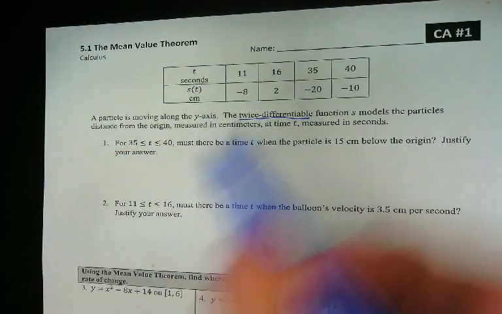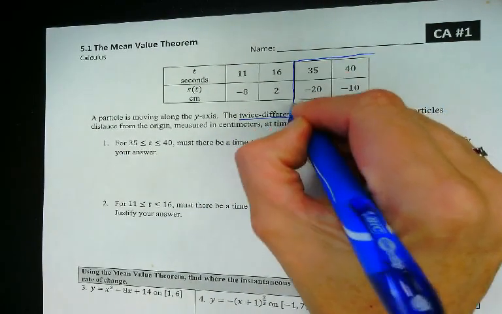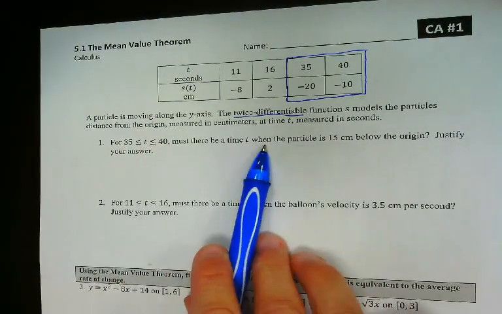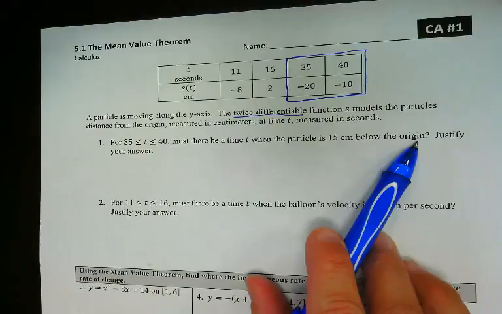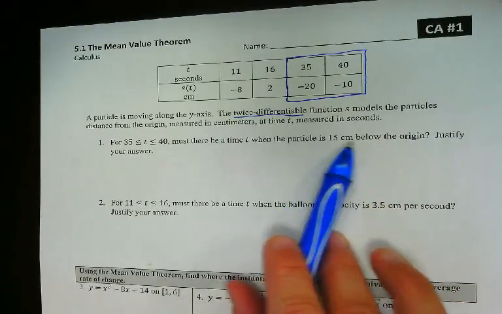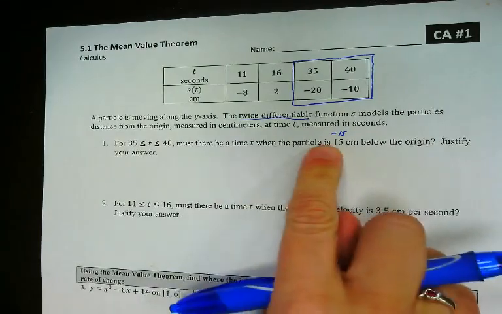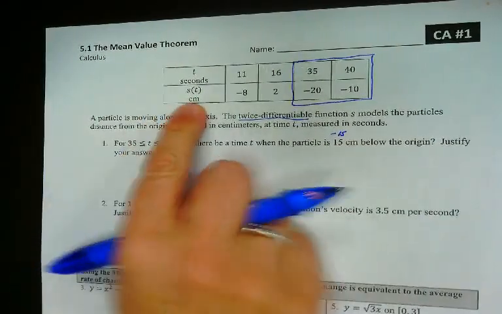You are only looking between 35 and 40. So they're honing in just on this section. Must there be a time when the particle's 15 centimeters below the origin? What number are they actually hinting at there? Negative 15, right? If I'm below the origin. So they want to know if my centimeters have to hit negative 15.